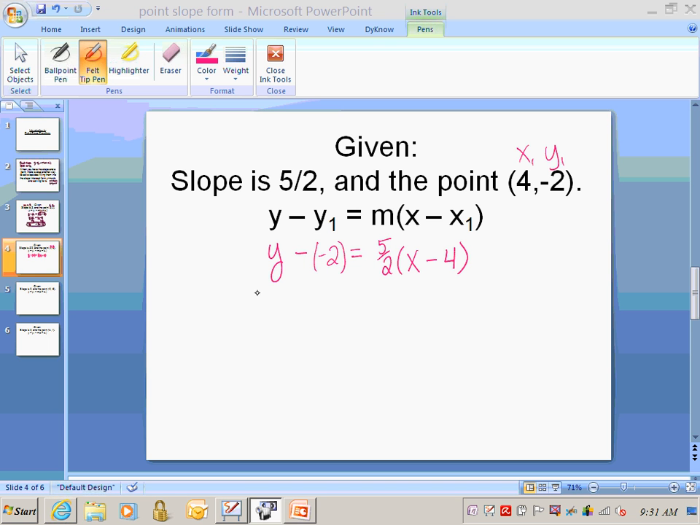Okay, so over here I have y minus negative. What is that? Two negatives that are multiplying is a positive. Good. Equals, I've got to distribute. 5 halves times x is 5 halves x. 5 times negative 4.